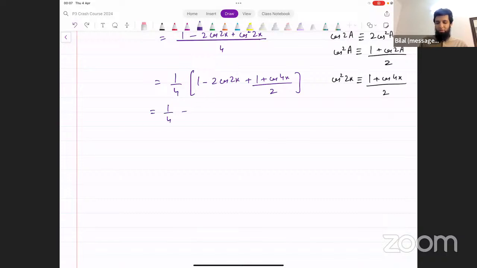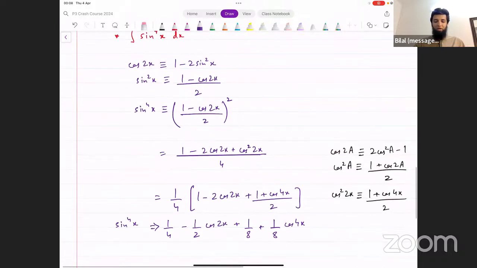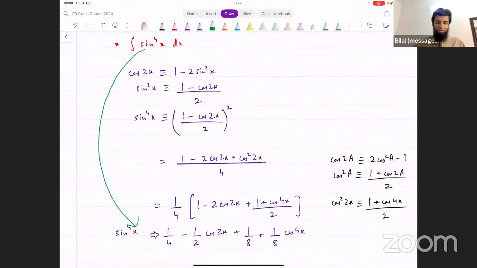minus 2 over 4. That's going to be 1 over 2 into cos of 2x, plus 1 over 2 into 1 over 4, which is 1 over 8, plus cos 4x over 2 into 1 over 4. That's going to be 1 over 8 into cos of 4x. This is what we can write sine raised to power 4x as. So sine raised to power 4x can be converted to this form. So basically it's more trigonometry than integration, because the main thing was to convert that whole thing to this form.